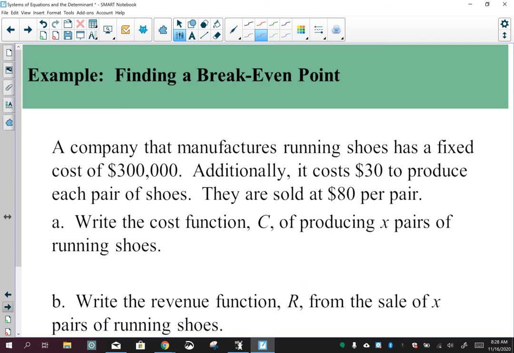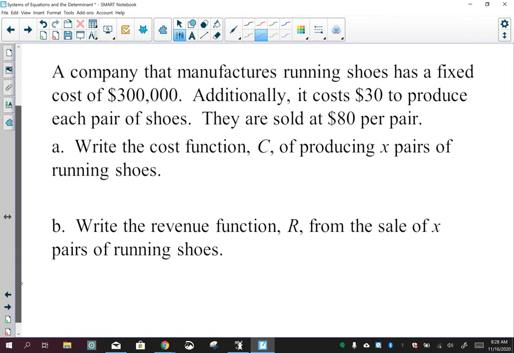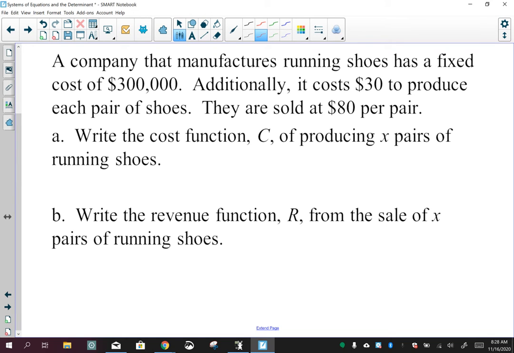So, finding a break-even point. A company that manufactures running shoes has a fixed cost of $300,000. Additionally, it costs $30 to produce each pair of shoes. When they're sold at $80 per pair, I want to write a cost function and I want to write a revenue function. So let's start with the cost function.